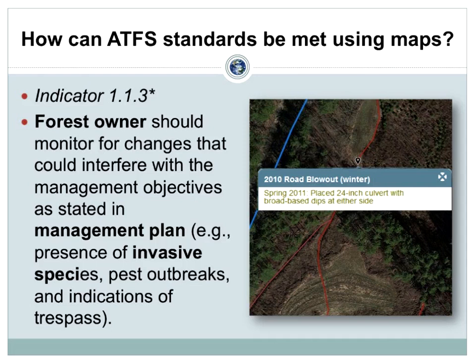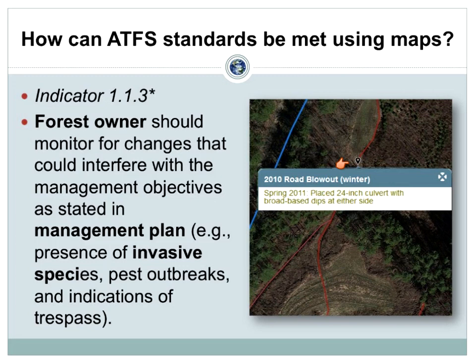For instance, you've got a road blowout at that point right there. And so basically what was done to remedy that was, in spring 2011, they placed a 24-inch culvert with broad-based dips on the other side. So you're showing the folks that you are indeed managing your land for the best environmental and sustainable conditions.